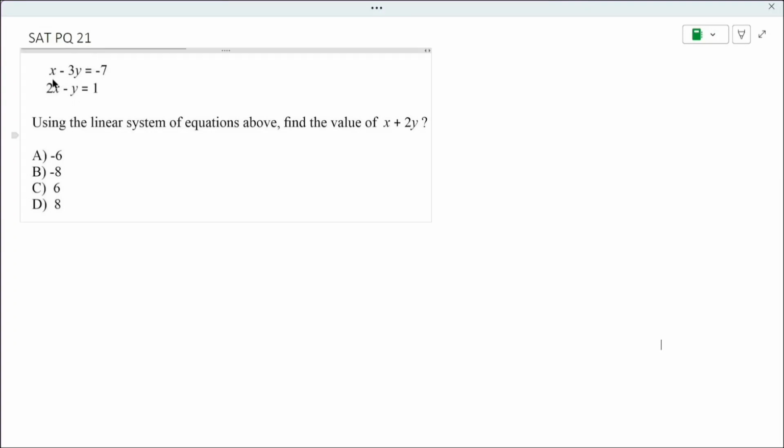Question 21. x minus 3y equals negative 7. 2x minus y equals 1. Using the linear system of equations above, find the value of x plus 2y.